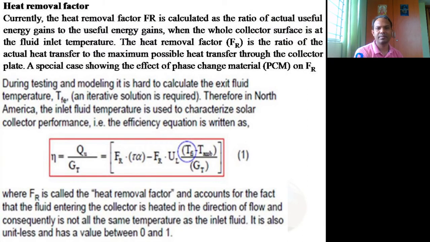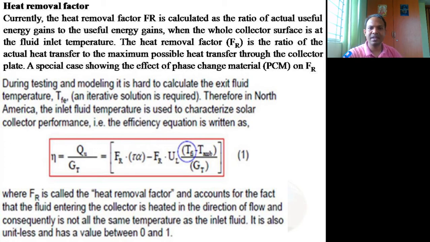Heat removal factors. Currently, the heat removal factor, given by FR, is calculated as the ratio of the actual useful energy gain to the maximum possible useful energy gain. When the whole collector surface is at the fluid inlet temperature, the heat removal factor is the ratio of actual heat transfer to the maximum possible heat transfer through the collector. What is the actual heat transfer and what is the maximum heat transfer? That's nothing but the heat removal.